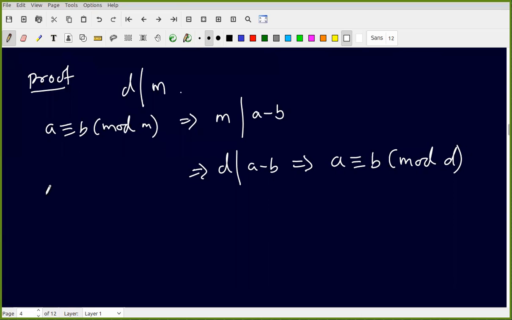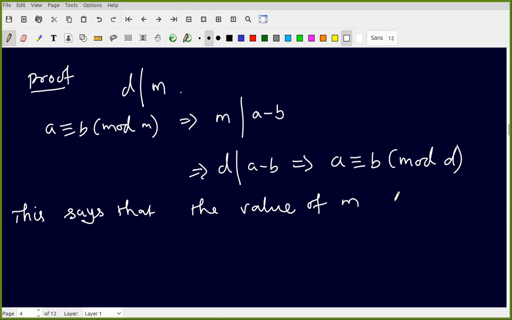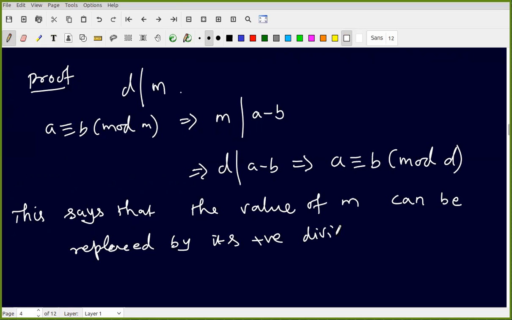So the modulus value can be replaced by its divisors. That is the property. This property says that the value of the modulus M can be replaced by its positive divisor in the congruence relation.